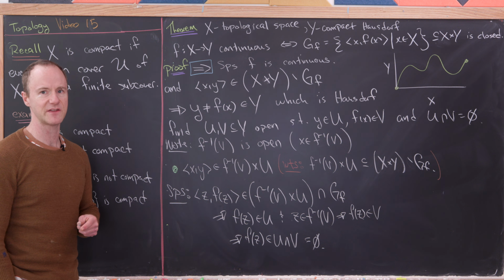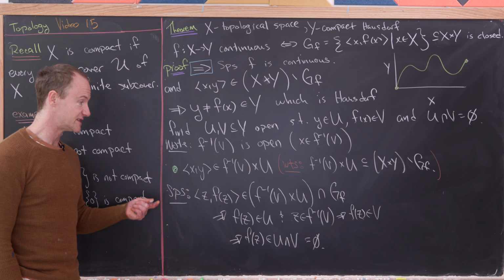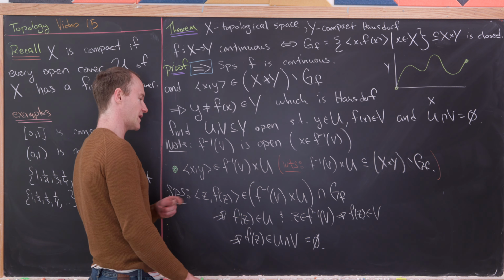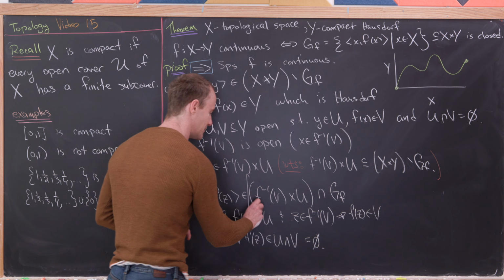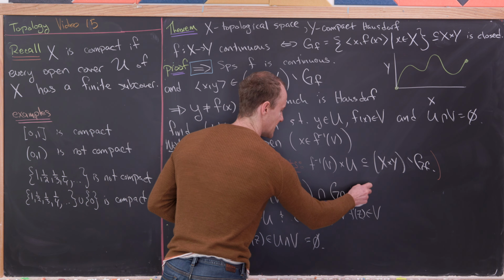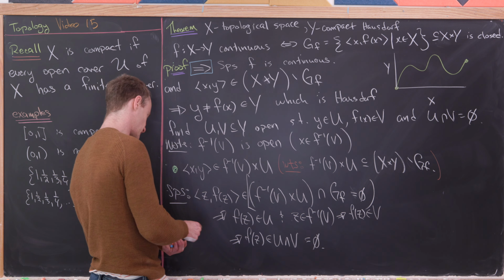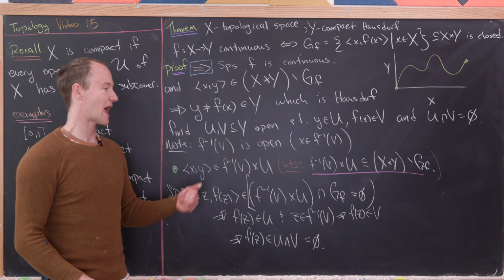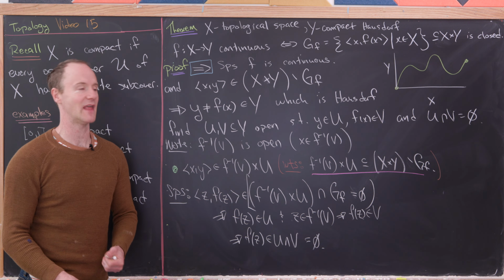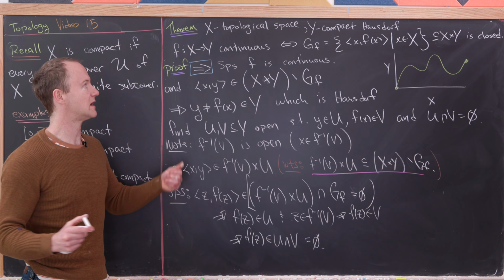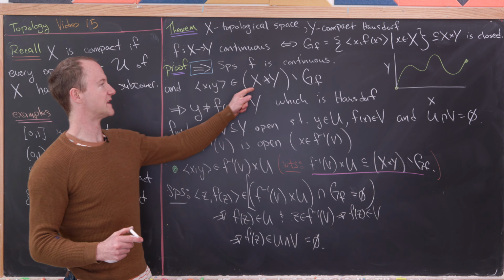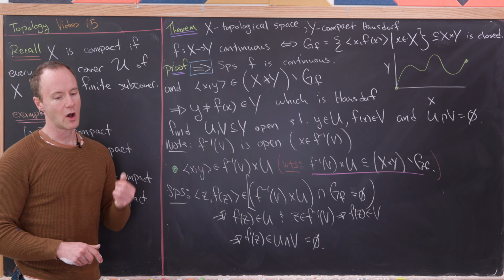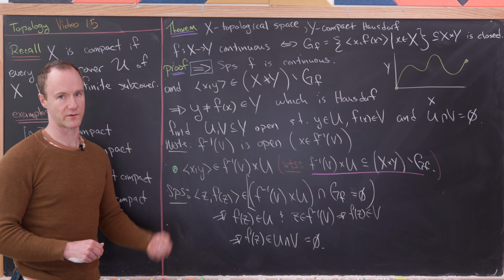Of course, you can't have anything in an empty set, so that means that such a point right here cannot exist. But if such a point cannot exist, that means that this intersection right here is empty, but that intersection being empty is precisely us having an open neighborhood contained in that complement, which again finishes off the proof that this complement is open and thus the graph is closed. Okay, so that's the forward direction. Now let's look at the reverse direction.